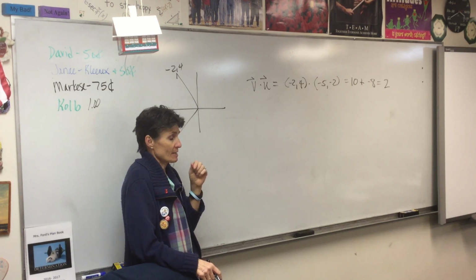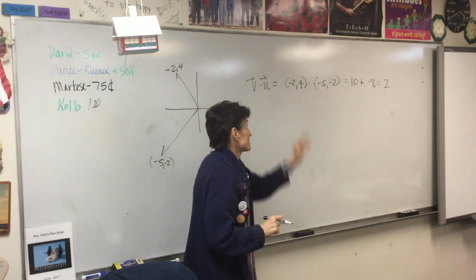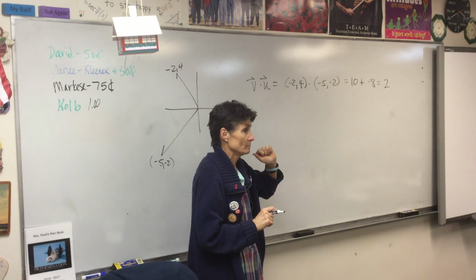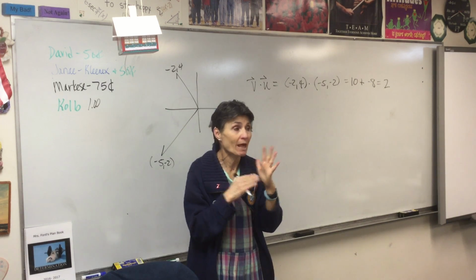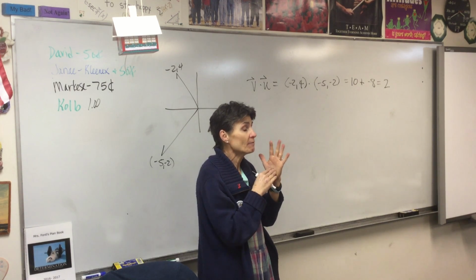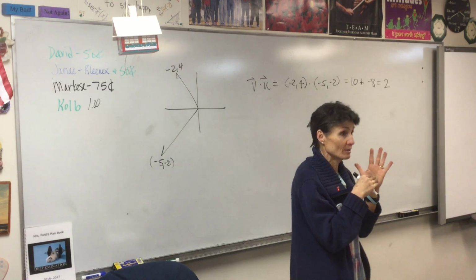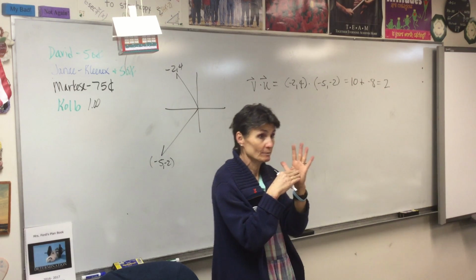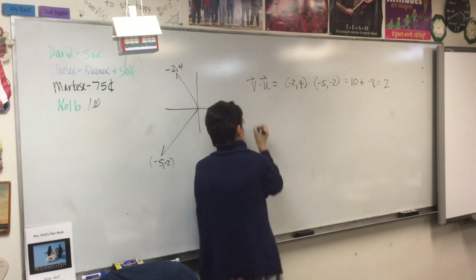Now the next thing, let's just pause a moment. If by chance that is 0, that means the vectors are orthogonal. We talked about that in our last example yesterday. If the dot product is 0, it means the vectors are orthogonal, perpendicular. These are not because the dot product was 2. So now I need the next step.